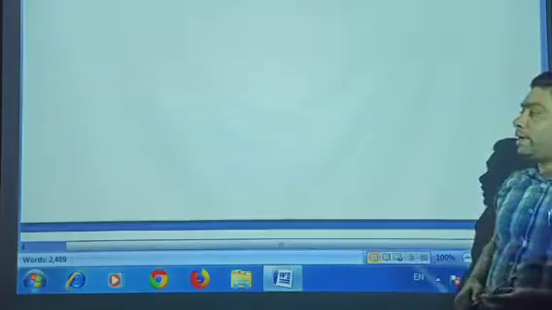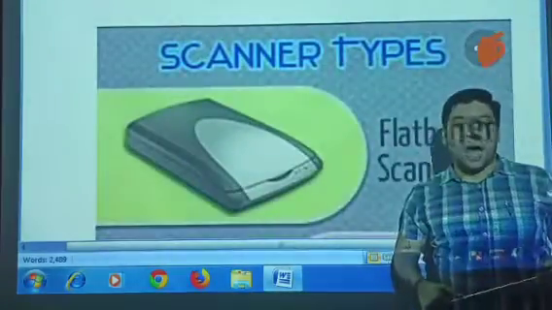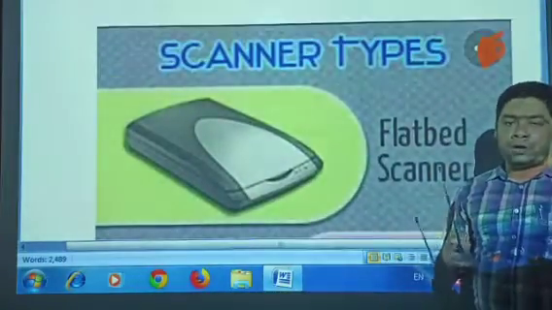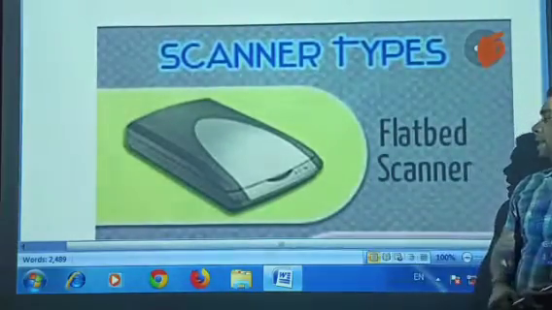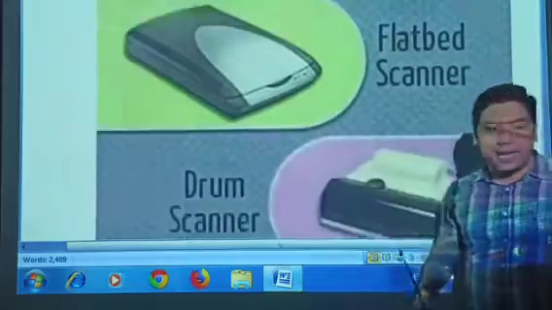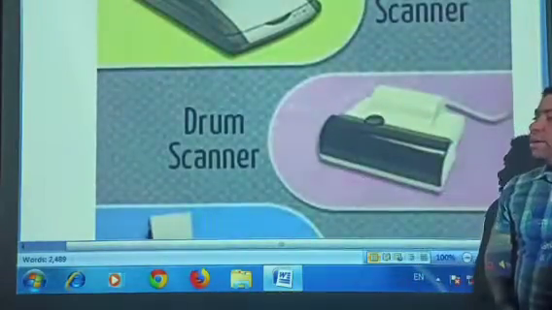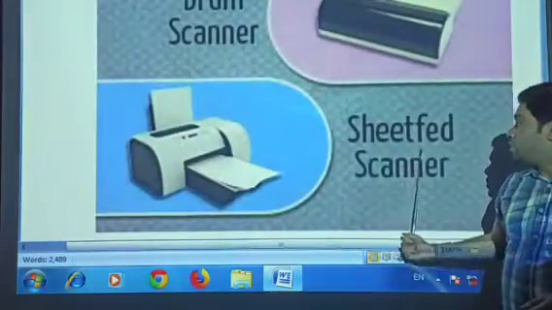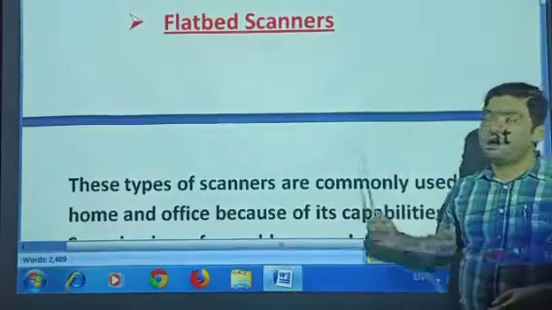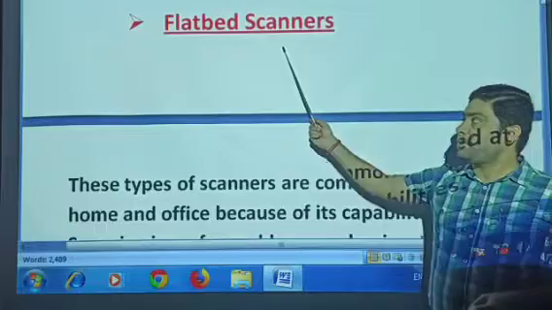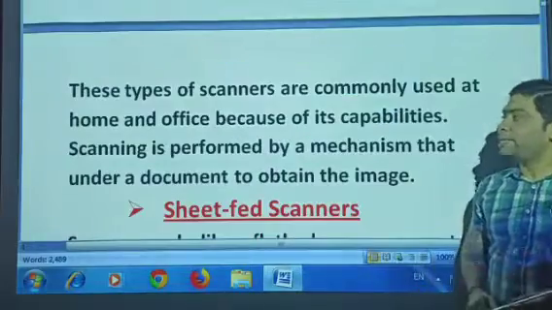What kinds of scanners are there? For different purposes, we have different kinds of scanners. The very first is the flatbed scanner, the second one is the drum scanner, and the third one is the sheet-fed scanner. Now we will describe them one by one. First is the flatbed. So, what is a flatbed scanner?